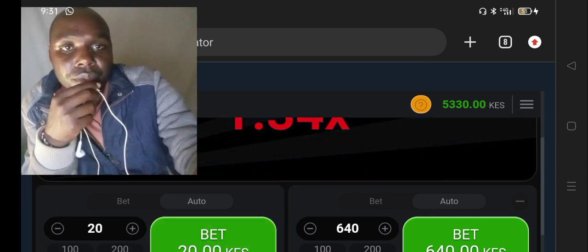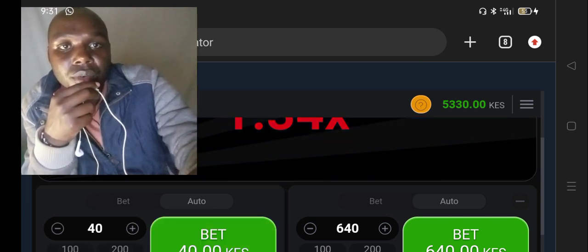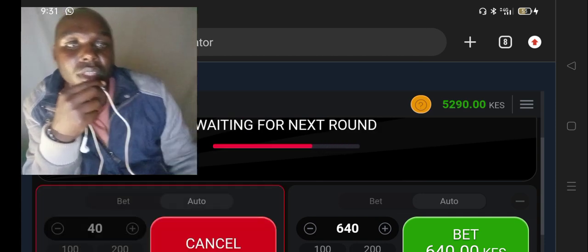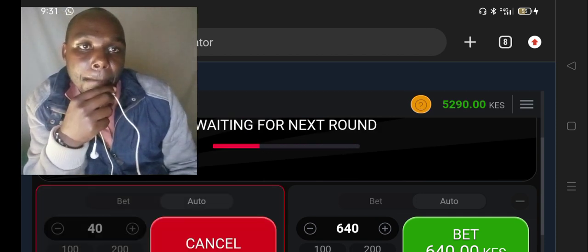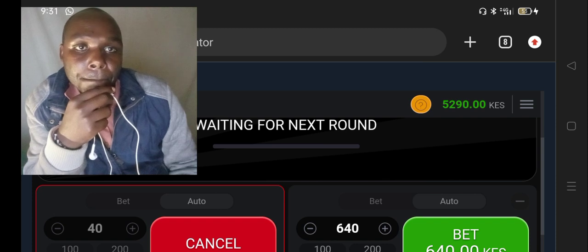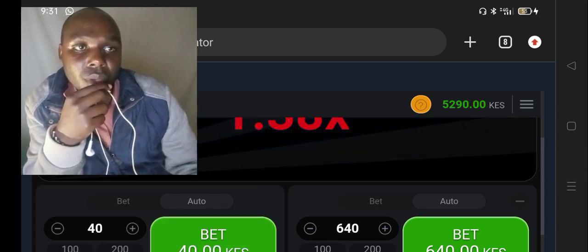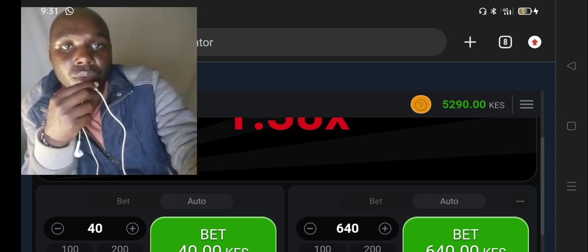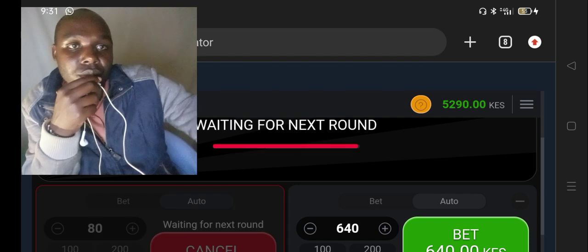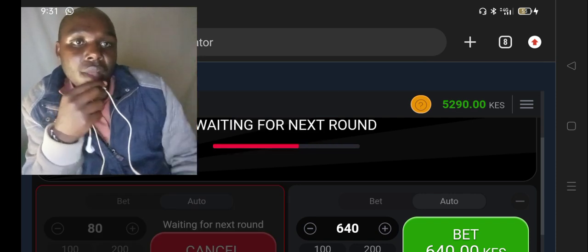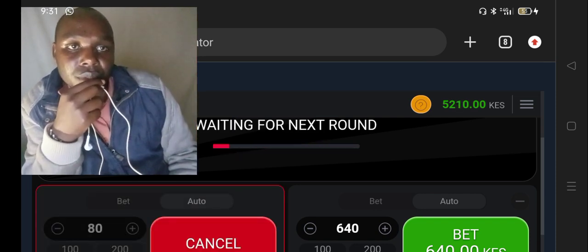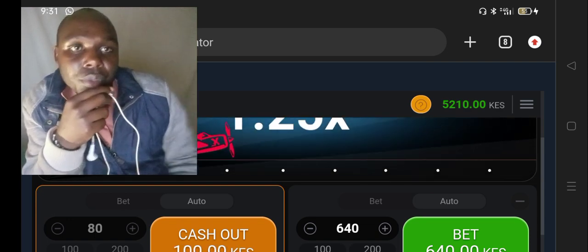Then we reduce drinking. We have lost that again. We are going to 40. If we lose this again, we go to 8. Tuko na pesa bana. Go to 8. Tuko na pesa bana. That's why I told you guys you need to have at least 5,000 in your account. Ndio tumia kuringa nayo.